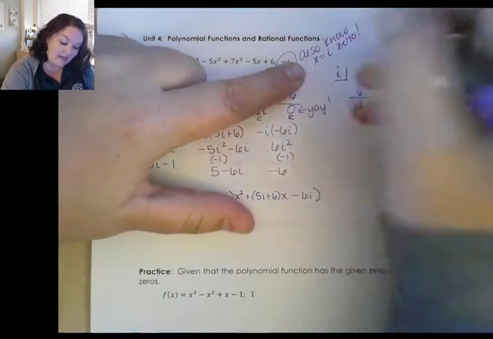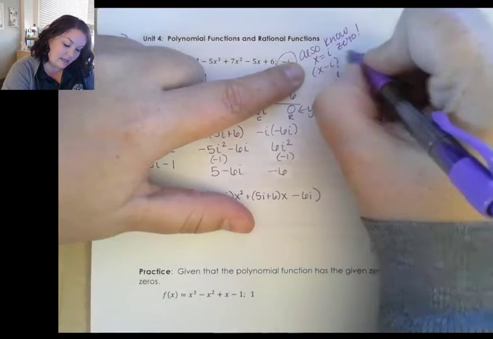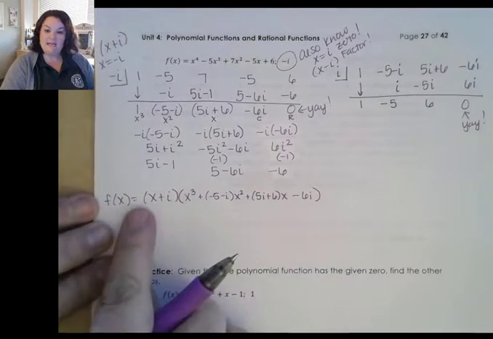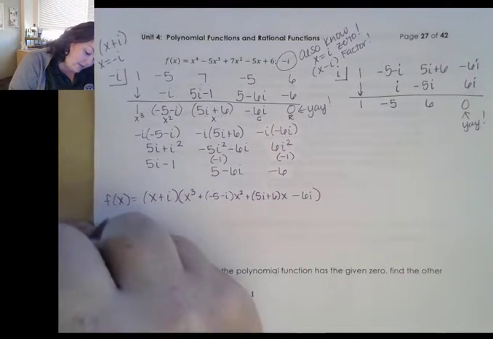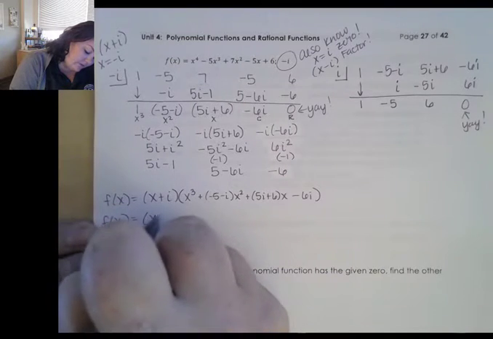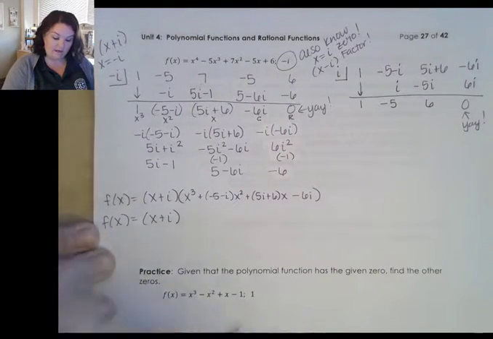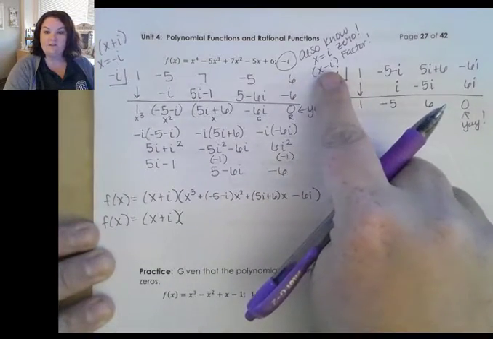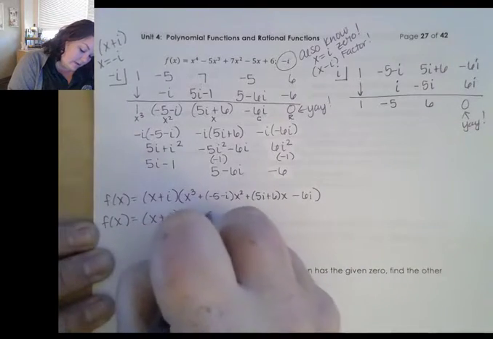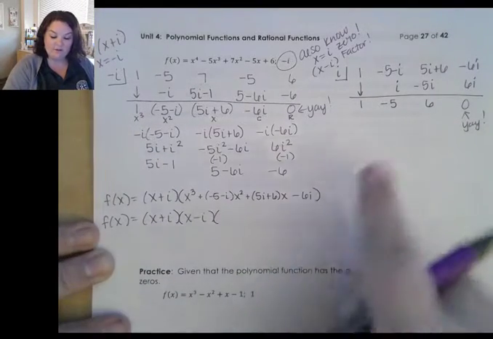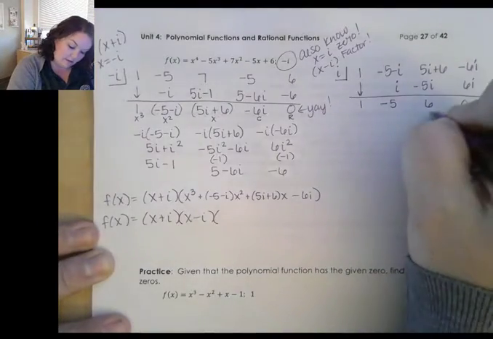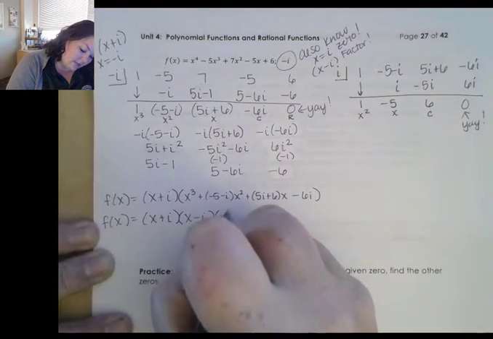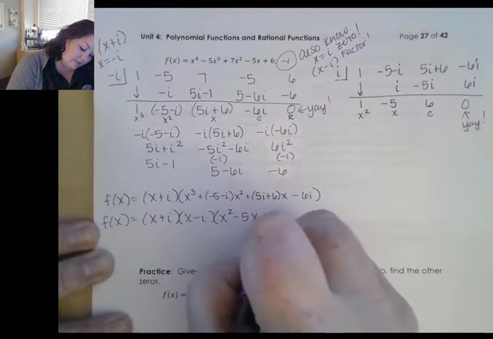If x equals i is a 0, then that means x minus i is a factor. So I'm going to go ahead and write this again, just broken down a little bit more. We have f of x is equal to the first factor, x plus i, that we got from our first synthetic, times our next factor, which is x minus i, times my leftover factor, which is my quotient down here. So this is my constant term, this is my x, this is my x squared. So we're left with x squared minus 5x plus 6.